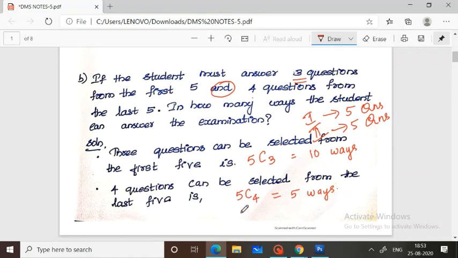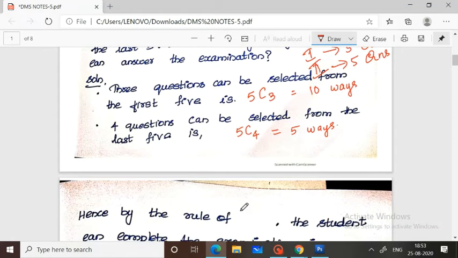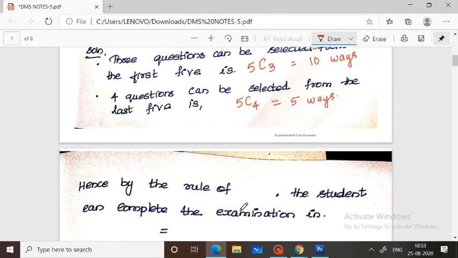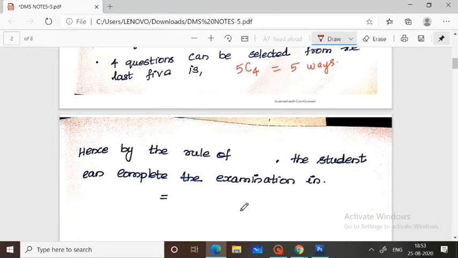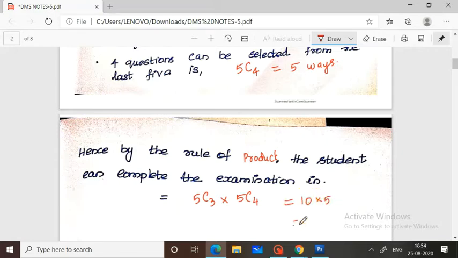So therefore, here, rule of sum or rule of product? Hence, 3 questions are selected from the first 5 and 4 questions are selected from the last 5, that is the second part. So hence by the rule of product, because both have to be selected simultaneously, the student can complete the examination in 5C3 into 5C4, that is equal to 10 into 5, equal to 50 ways.